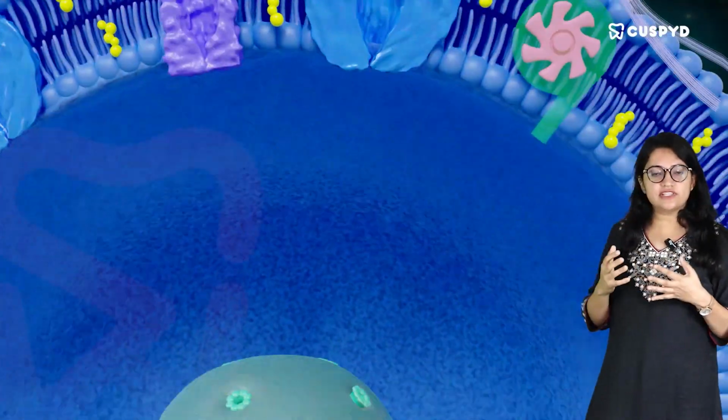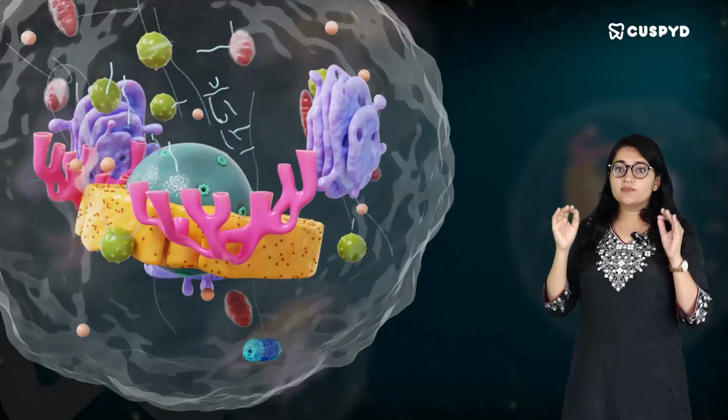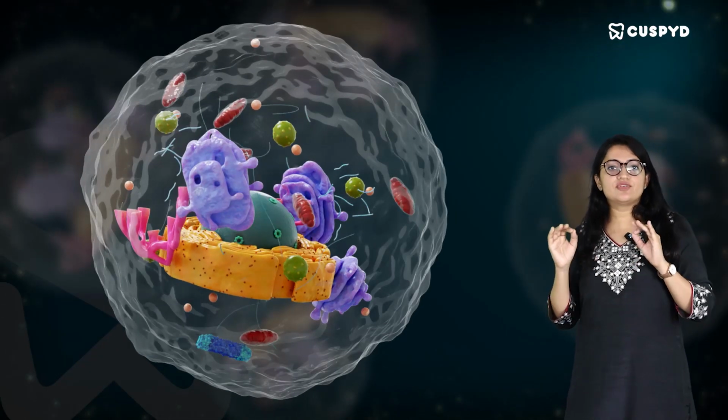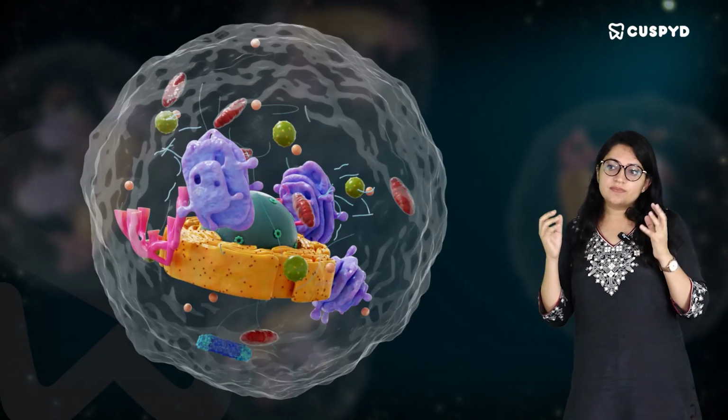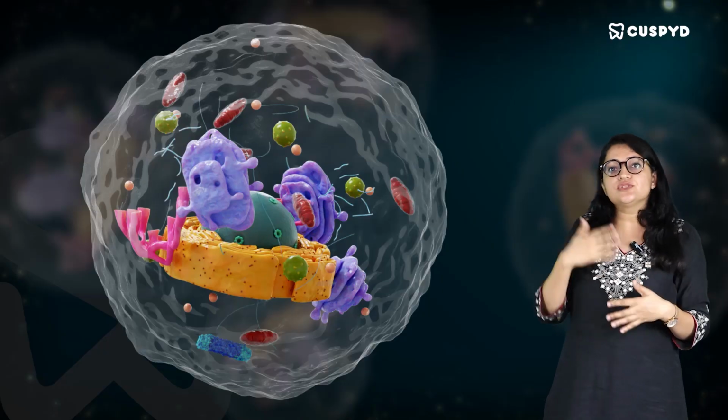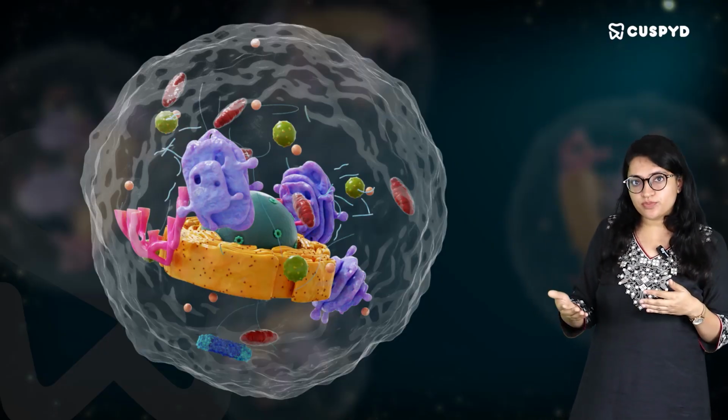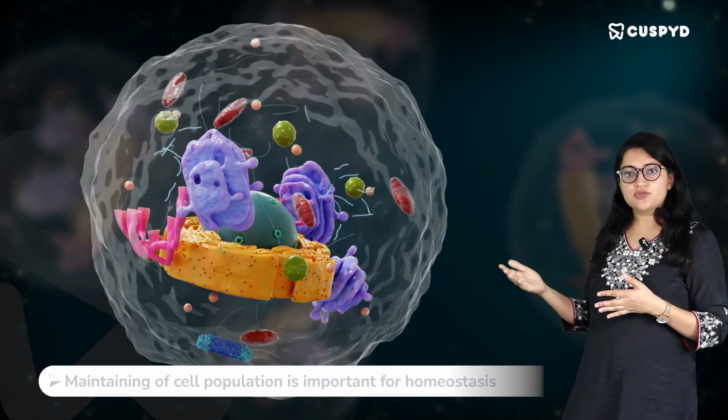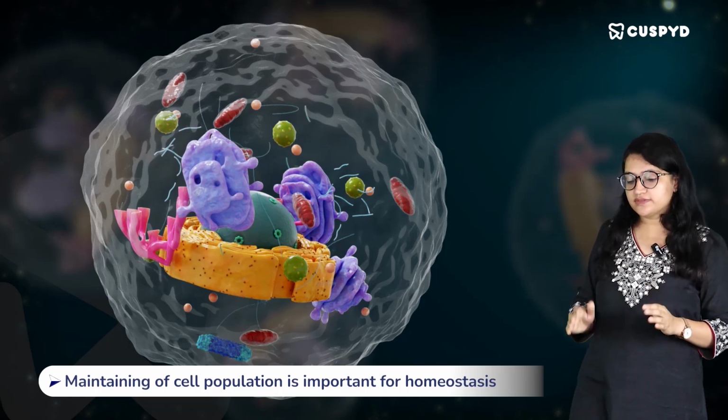And the last thing that we are going to study in this class is the most important thing, the maintaining of your cell populations. So if some injury happens and your cell dies, then who is going to maintain the cell population, who is going to proliferate? That is also important for your homeostasis.